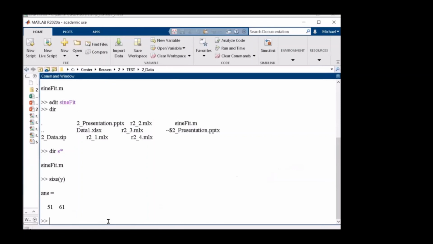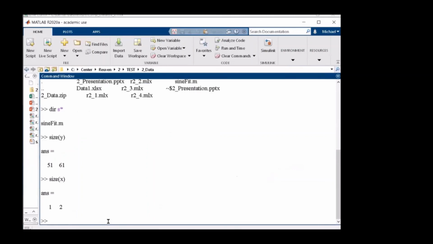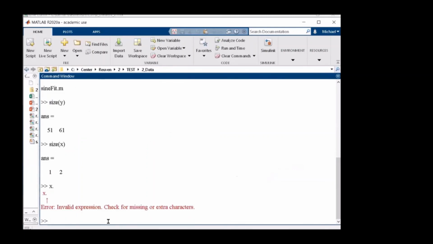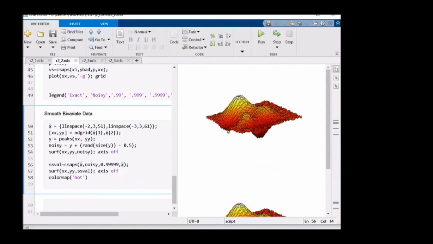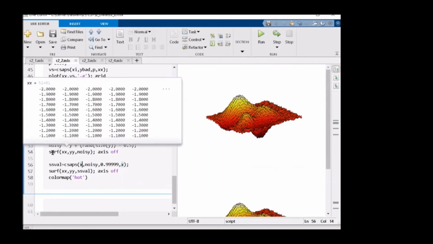X, yeah, X. We can see the size of X used here, for example. You see, it's just a structure. It's not just a matrix. It's an array. What about noisy? Noisy is our initial plot here, the noisy plot. It's also a 3D matrix. But how can it be a matrix when y is a vector? But surface can understand it. It can work without any problem.